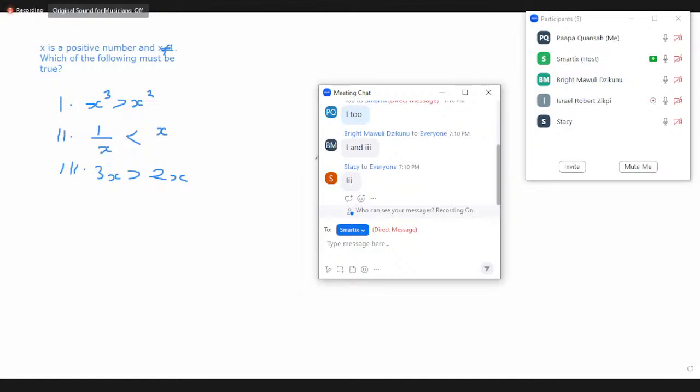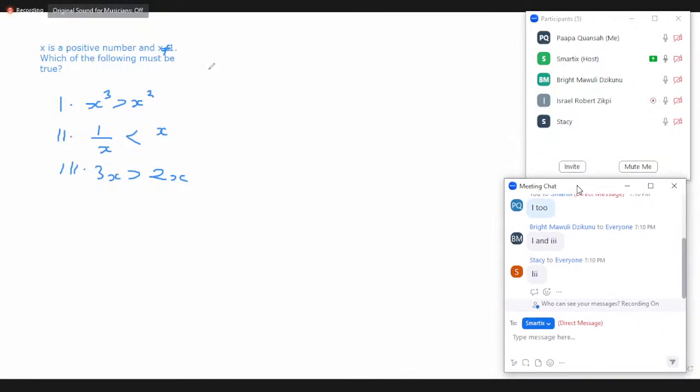Okay, so you guys forgot that numbers between 0 and 1 are positive numbers too. That was the key thing I wanted you to remember. So half cubed is 1/8, and that's greater than 1/4. Sorry, that's less than 1/4. So this is wrong. And 1 over 1/2 is 2. That's greater than half. So this is also wrong. This is always correct, regardless of whether it's a fraction or it's a whole number.